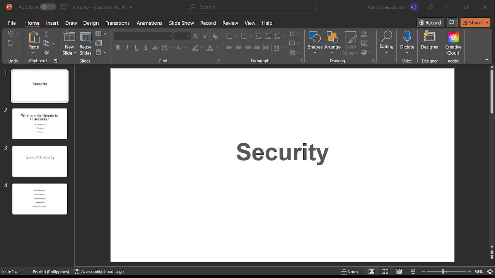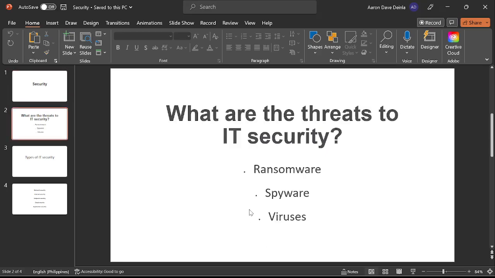So, when we say security, how do we make our data secure on the internet or on your local computer? And we are also going to be talking about some examples of the threats and what we can do about it. So, what are the threats to IT security? I listed three here.